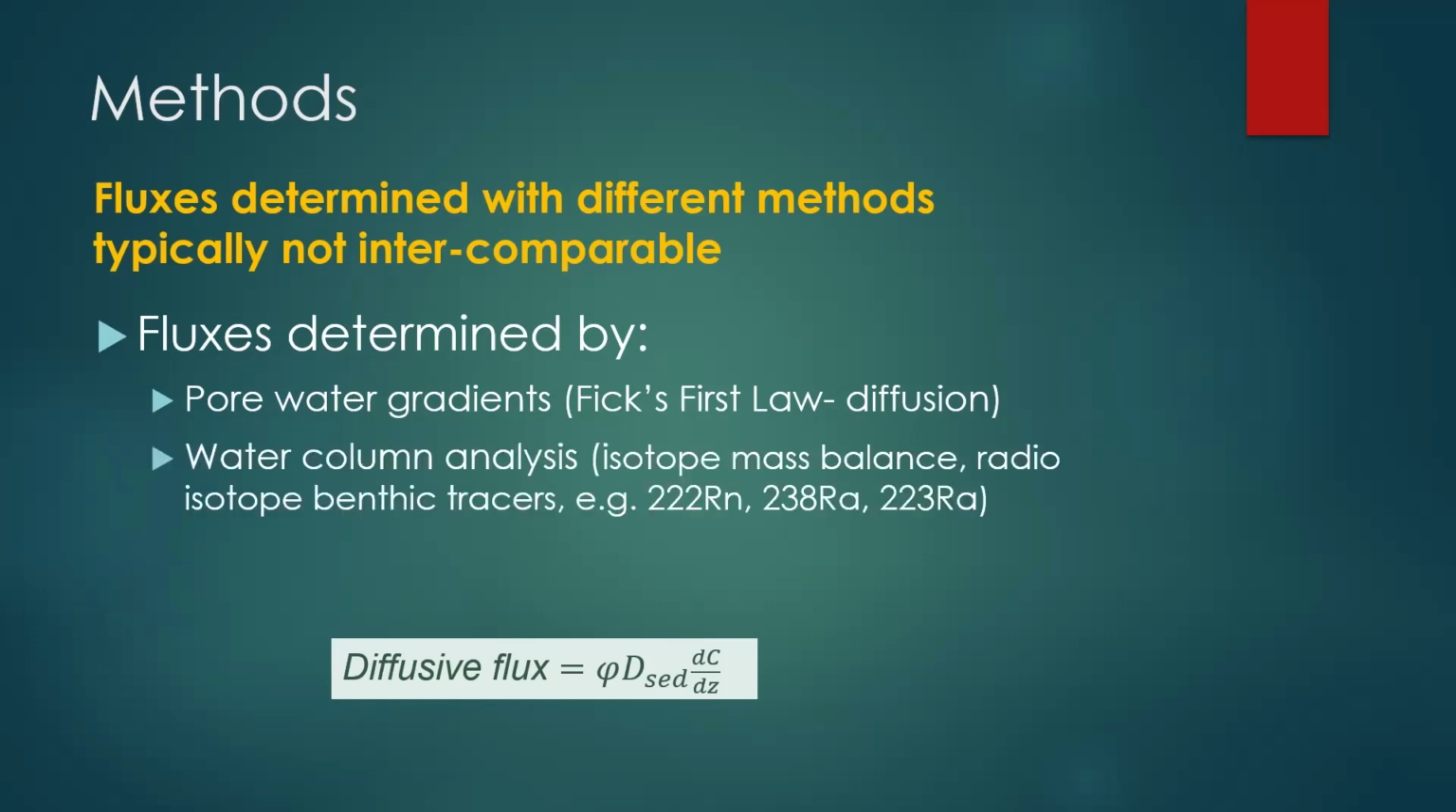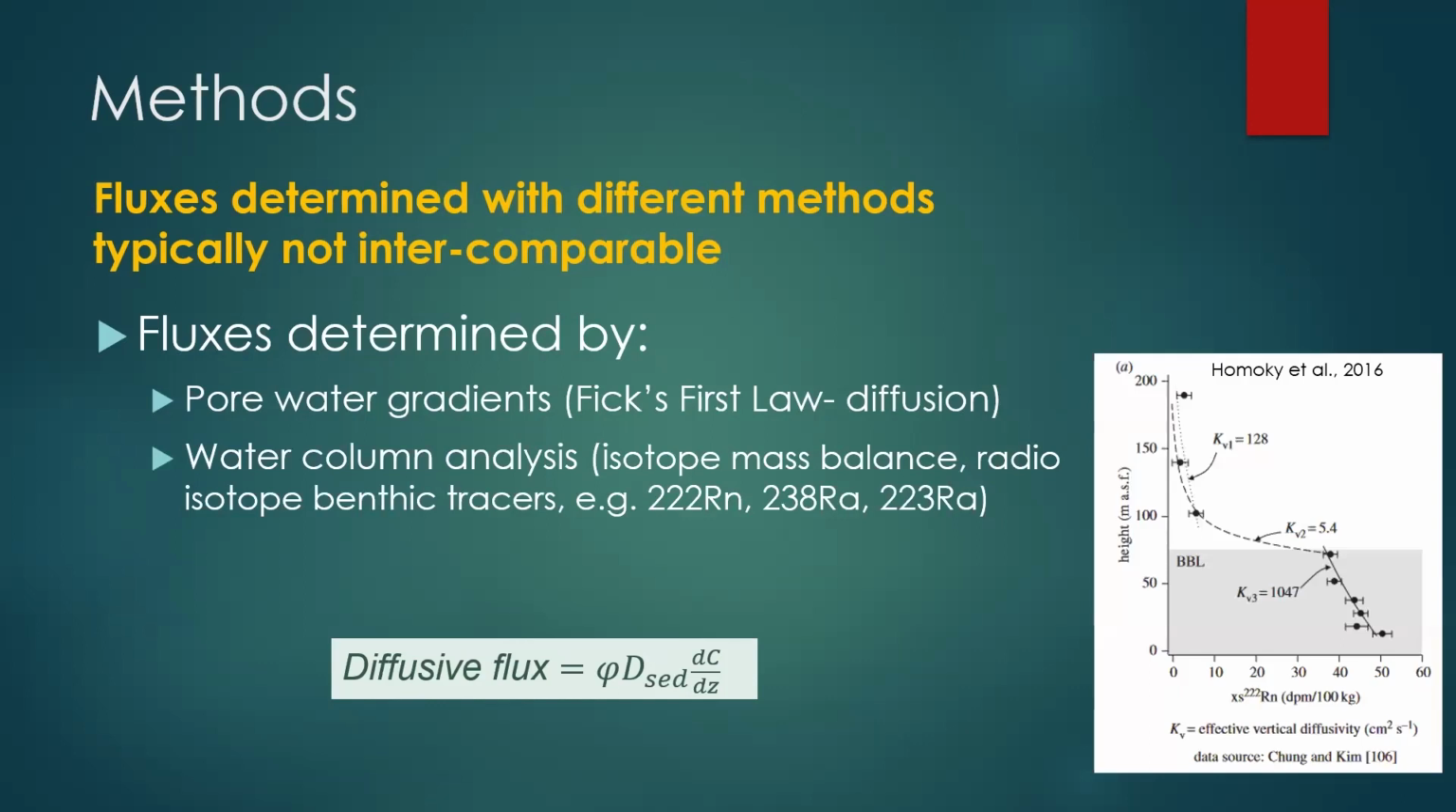And then another way to calculate fluxes is by looking at the water column. Could do things like isotope mass balance. There can be some benthic tracers used. So basically trying to quantify exchange with sediments in the water column. That has some issues that I'll come back to in a minute. And you definitely have to contend with the benthic boundary layer when you're looking at water column analyses.